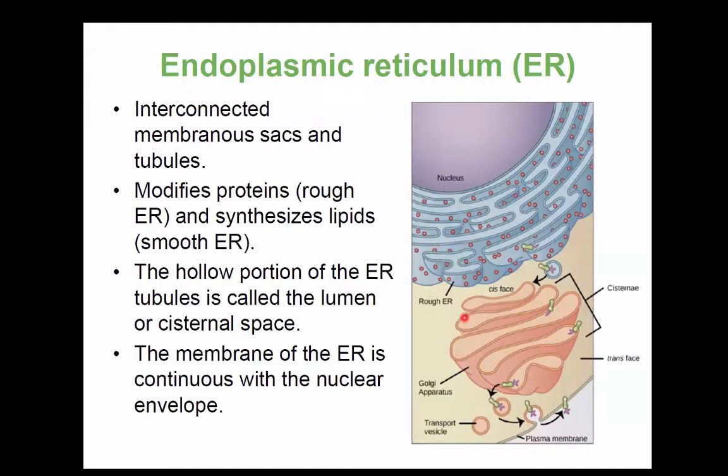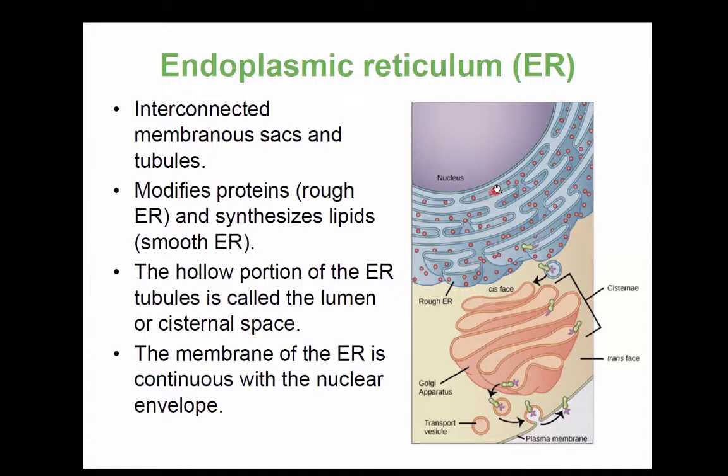The most extensive component of the endomembrane system is the endoplasmic reticulum. These endoplasmic reticulums are interconnected sacs and tubes. And the ER can be smooth ER or rough ER. Smooth ER lacks ribosomes, whereas rough ER contains ribosomes.